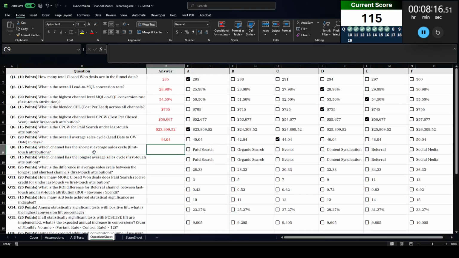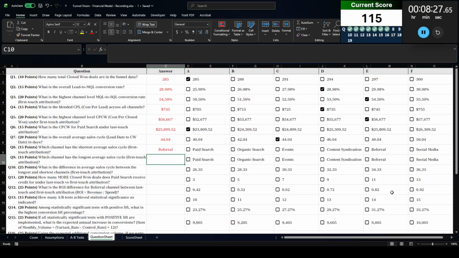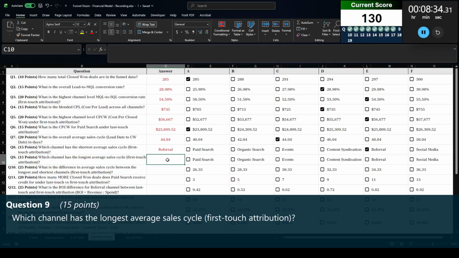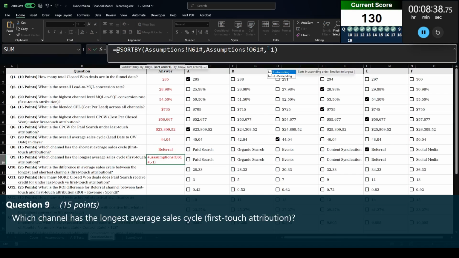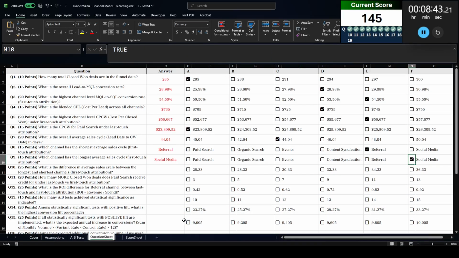We are looking for the shortest. Which channel has the shortest? Okay, so we'll sort the channel names by their sales cycle in ascending order. So that will put the shortest one on top and I get referral there. Question 9, which channel has the longest average sales cycle? Okay, so we could do the same formula, but this time we will do descending and we will get social media. I'm just going to take a quick look at my score sheet because I can't see the scoreboard up on the screen. Everything is good.